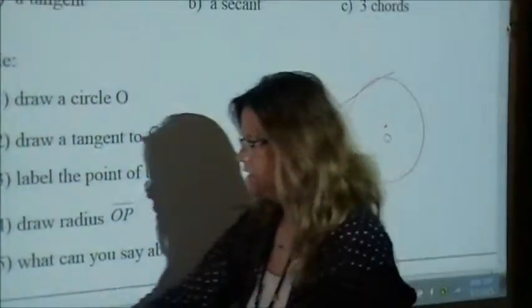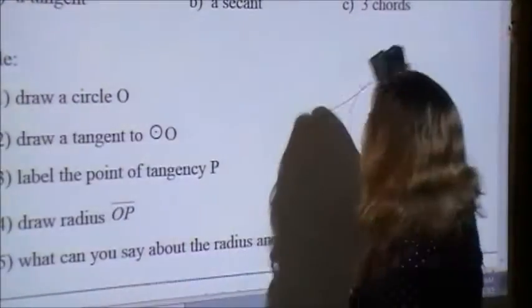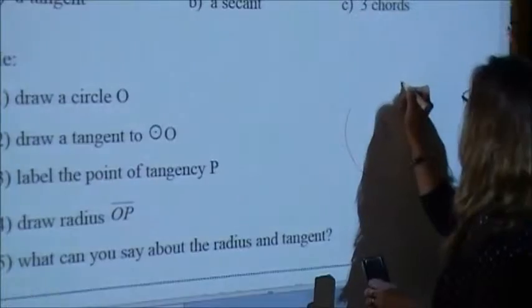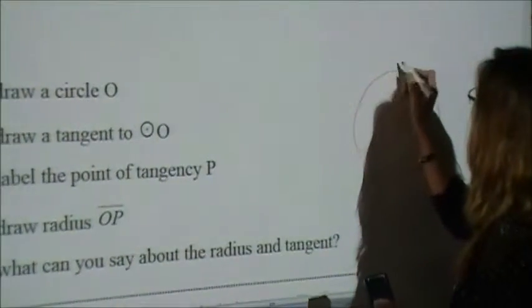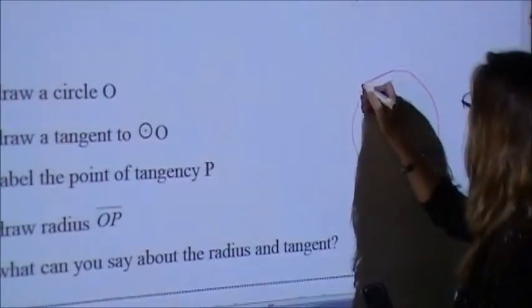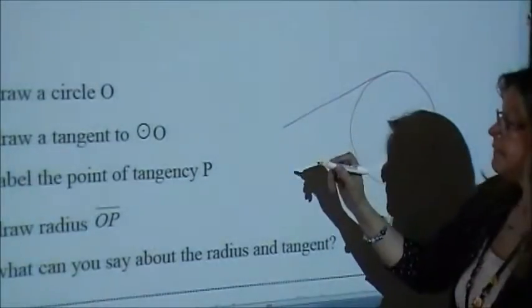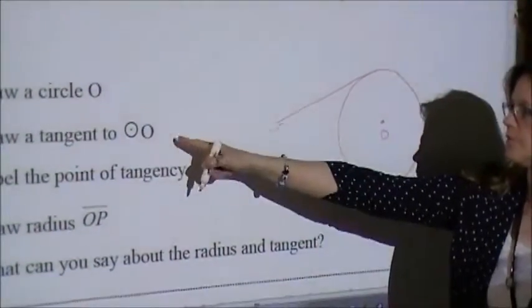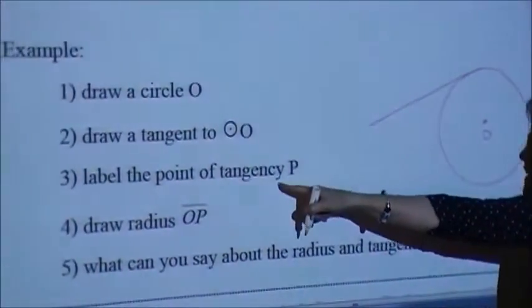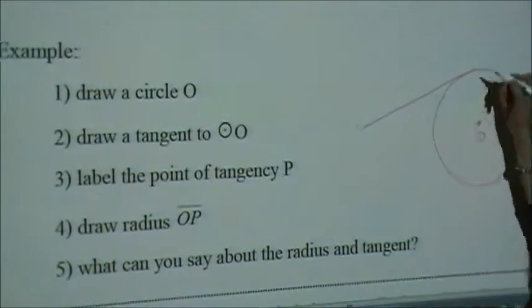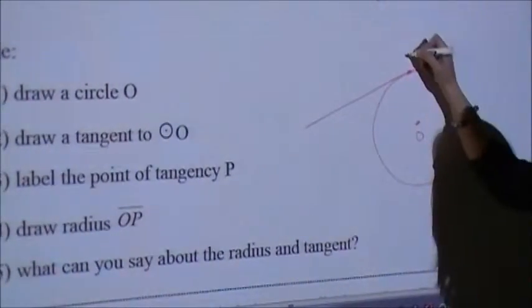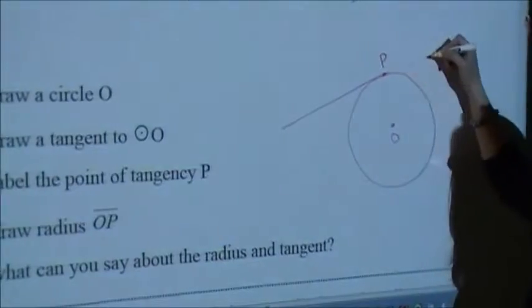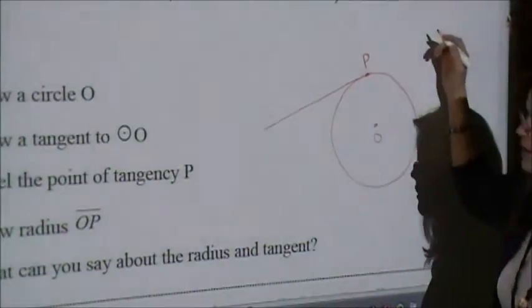That's kind of bad. Sometimes you got to redraw. This is why we do math in pencil. I only want it to really touch once. Maybe I'll start here. Oh, that's nice. So draw a tangent to circle O. Label the point of tangency point P. So where this hits the circle, I'm going to call that point P. Your line segment can continue if you want, doesn't matter.